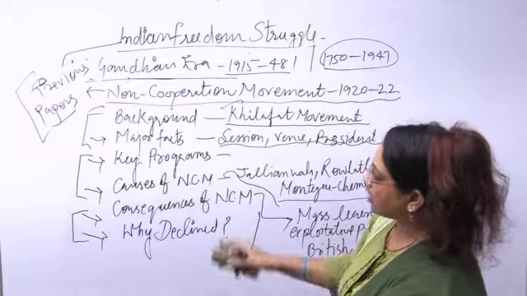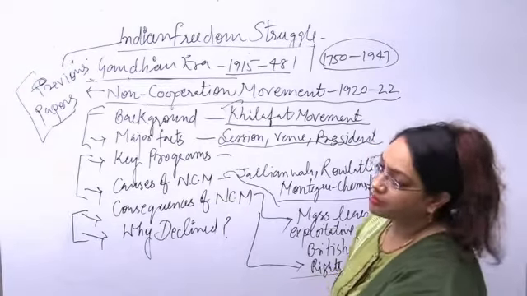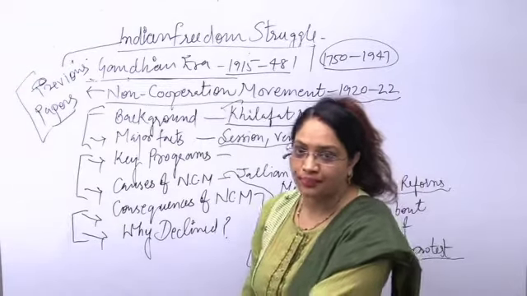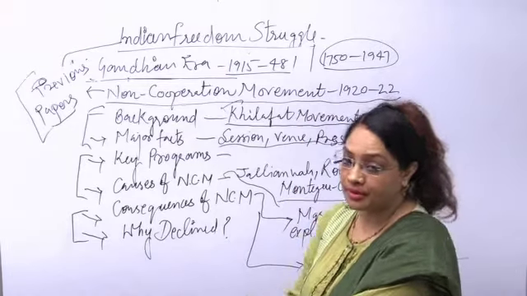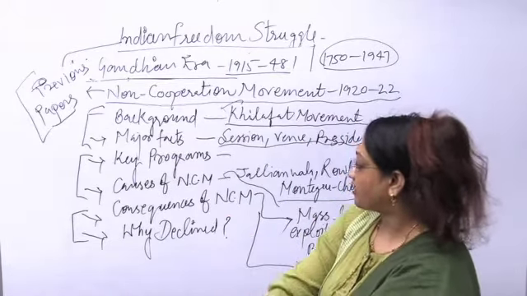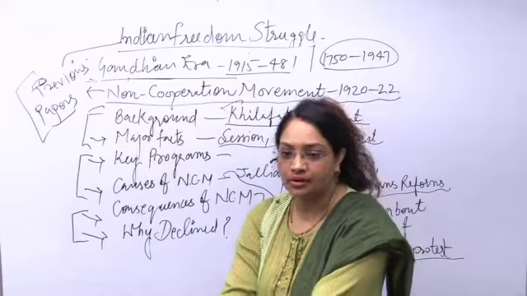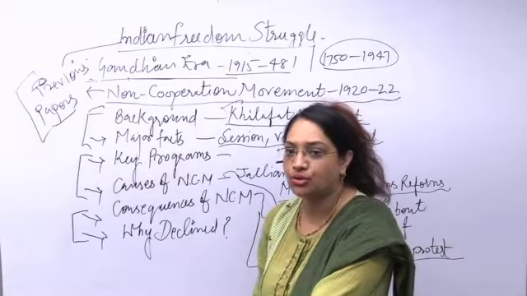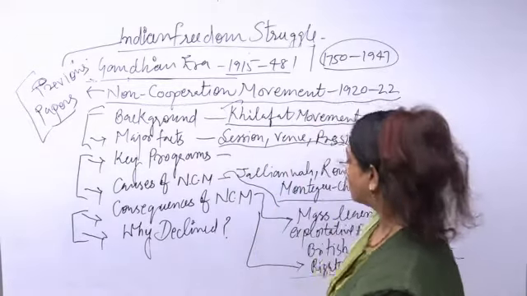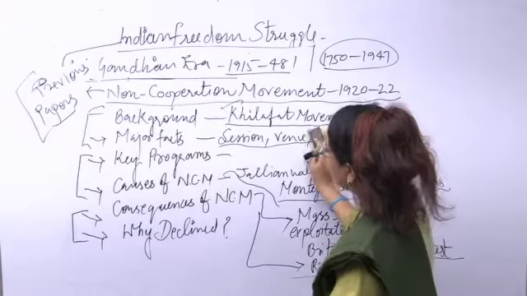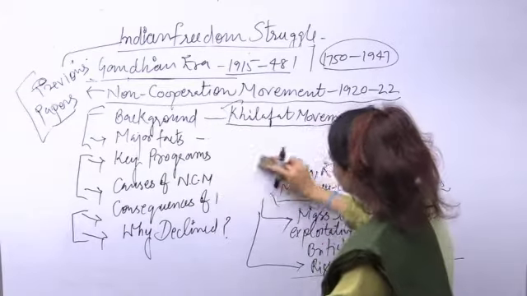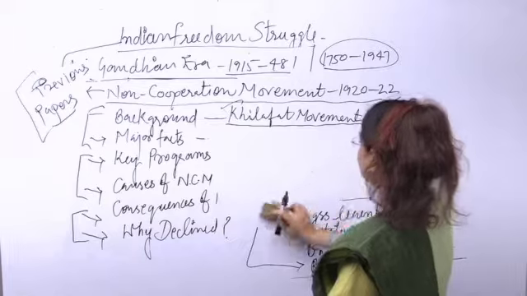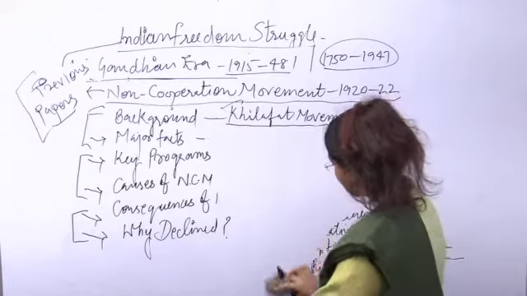So here these are the facts, and why it declined. The most violent event, Chauri Chaura, happened in Gorakhpur, right? And that's why after this event, Gandhi decided to withdraw the non-cooperation movement, right? So now I'm going to discuss the Khilafat movement, right?